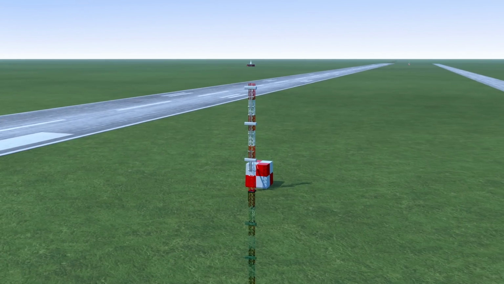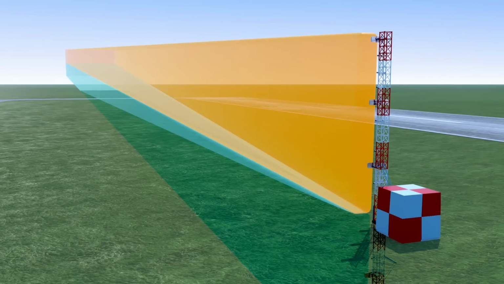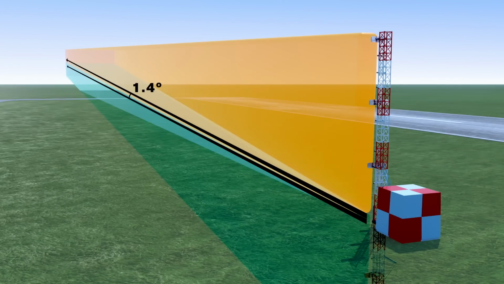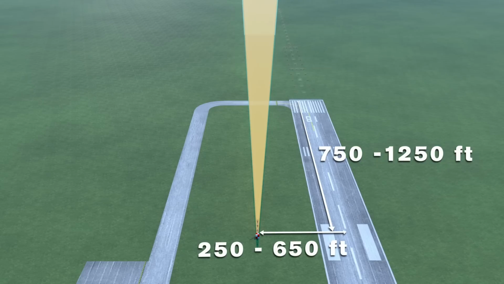The Glideslope is essentially a localizer rotated to stand vertically. It is usually calibrated to provide a 3-degree glide path with a 1.4-degree vertical course width. It is typically found 750 to 1,250 feet from the approach end of the runway and is offset from the centerline 250 to 650 feet.